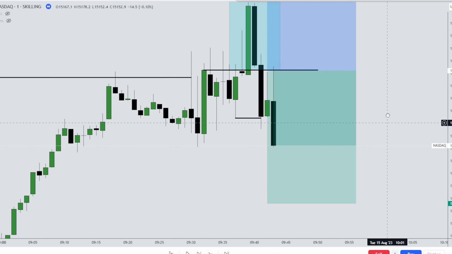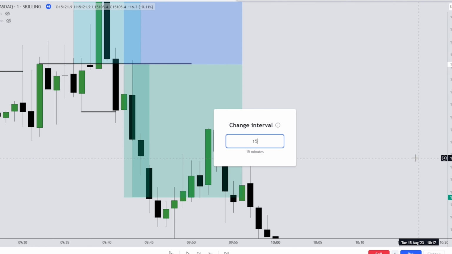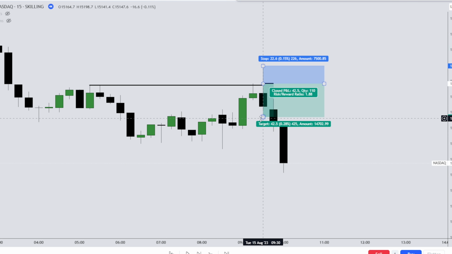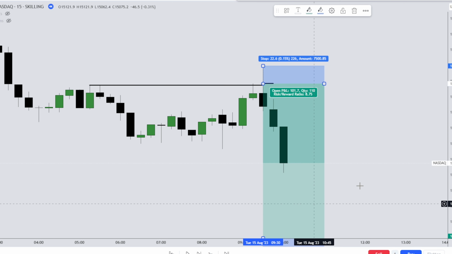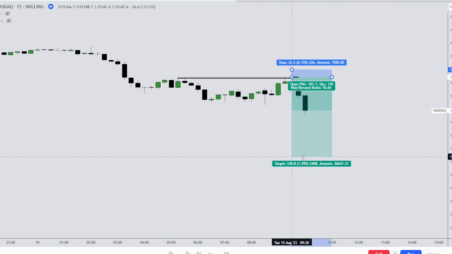Then it came right back in. We got activated with this wick and off you go. If I go to the 15-minute time frame, you will see how perfectly this thing played out. I think it reached more than 10-1. Actually, I closed the rest of it today.